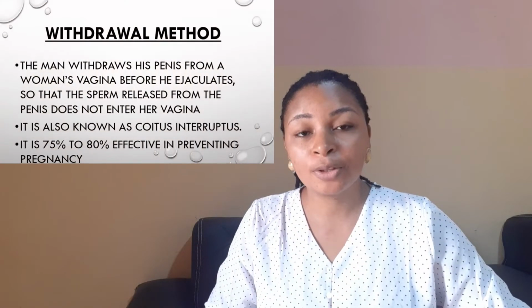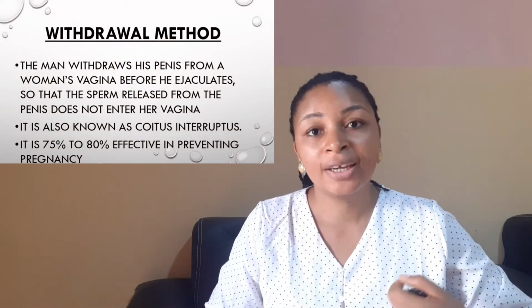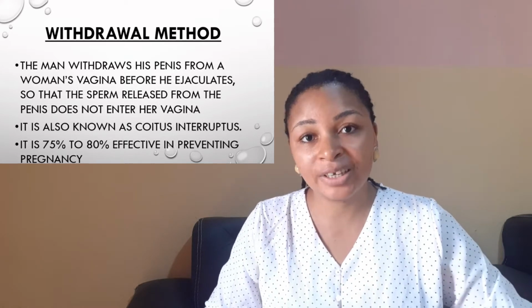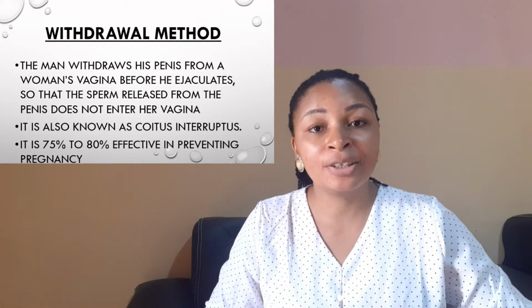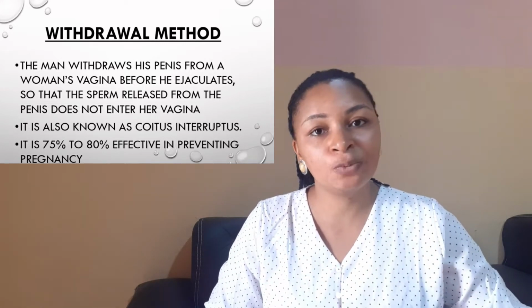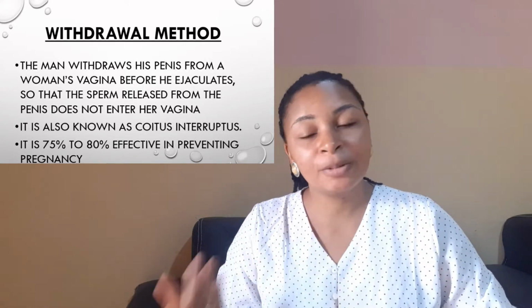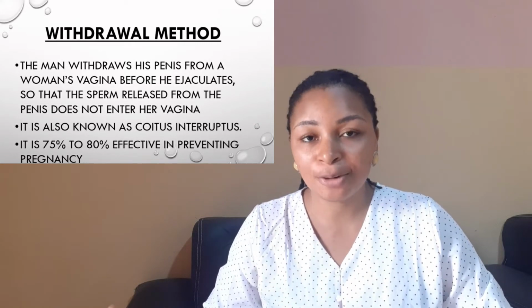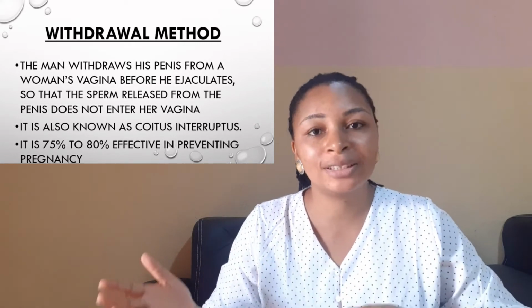The second one is the withdrawal method. In the withdrawal method, the man withdraws his penis from the woman's vagina before he ejaculates, so that the sperm released does not enter the woman's vagina. This method is also known as coitus interruptus, like you interrupt sexual intercourse. The man withdraws before he ejaculates. That is what the withdrawal method means. So it's another method of natural family planning.